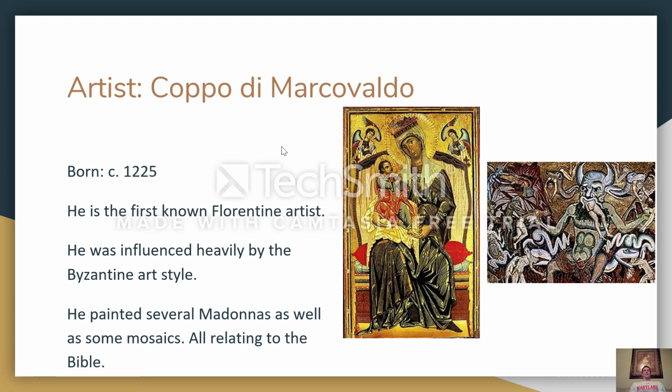So the artist, Copo di Marcovaldo, I got a little information about him. Born 1225, he's the first known Florentine artist. He was influenced heavily by the Byzantine art style. He painted several Madonnas as well as some mosaics. All of his paintings were related to the Bible. On the right-hand side, you see other examples of some of his other works. Like many of his contemporaries, many of his works center around Christ and religious nature.